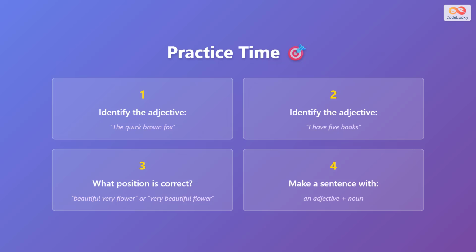Now it is time to practice. First, try to identify the adjective in the phrase, the quick brown fox. Second, find the adjective in I have 5 books. Third, choose the correct word order between beautiful very flower and very beautiful flower. Fourth, try to make your own sentence using an adjective and a noun. These activities will help you understand adjectives better.